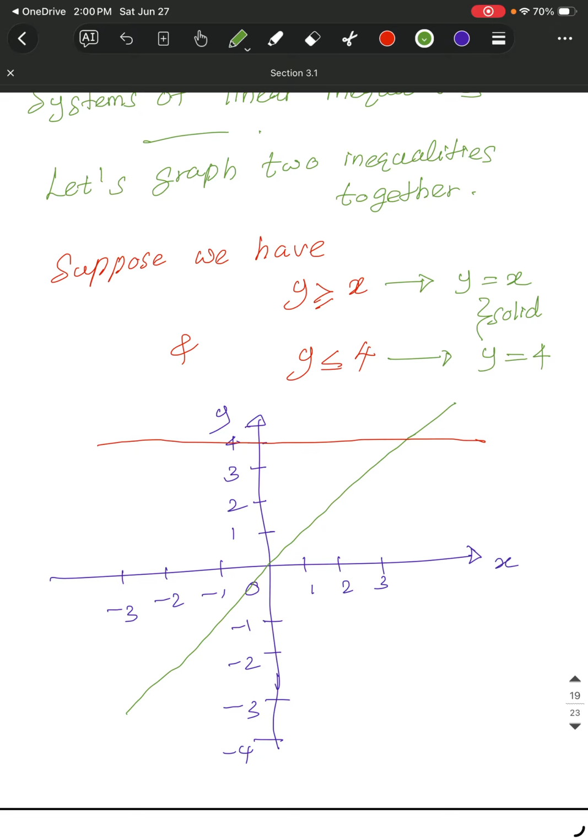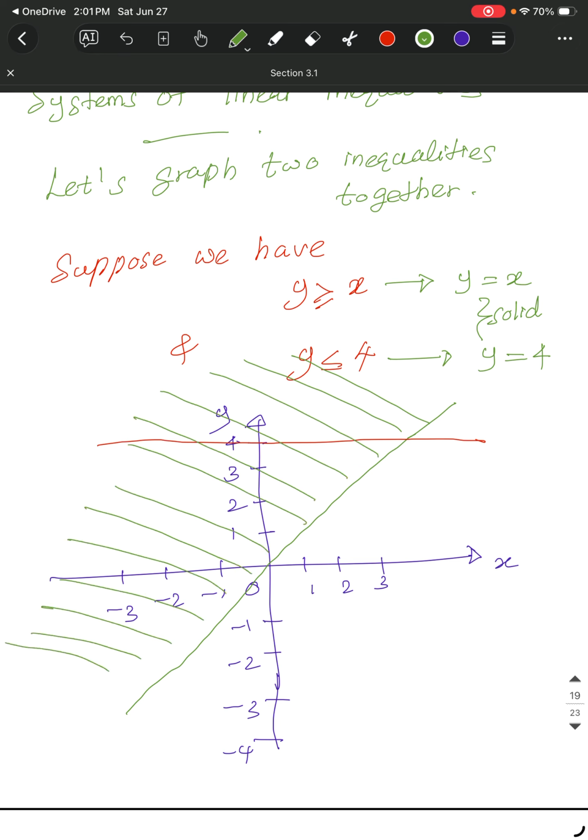Y equals x. So y equals x, and we wanted to get y greater than x. When we select the y greater than x region, so let's select the y greater than x region. And second, we wanted to select y less than or equal 4.